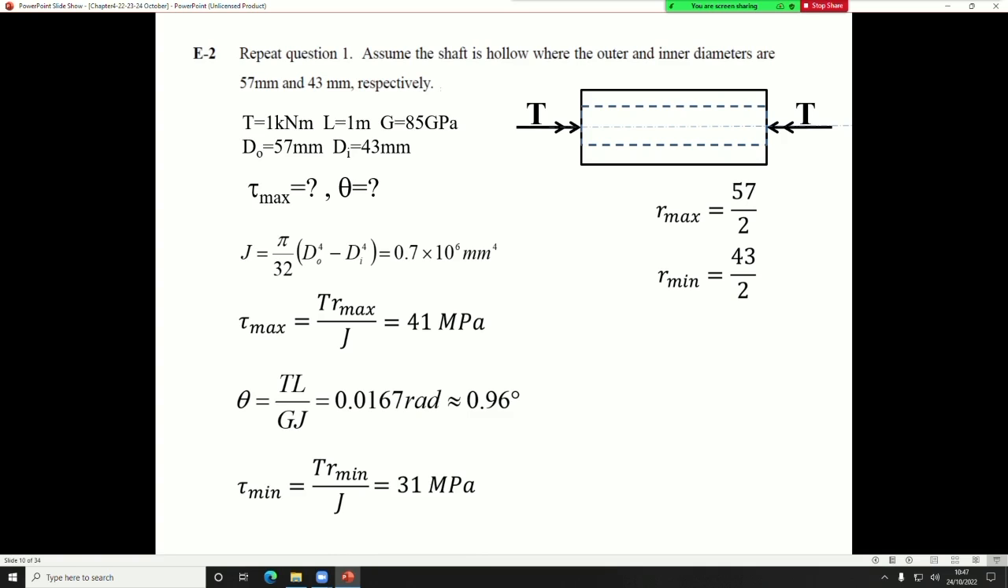So what you see on this slide at the moment is very similar to what you're going to do for the analysis part of your laboratory activity. Yes, please.